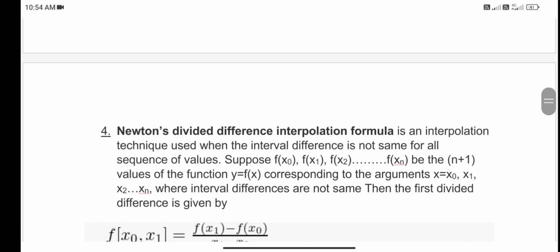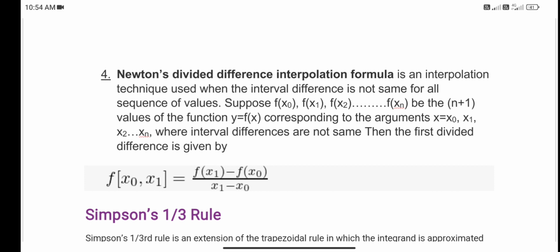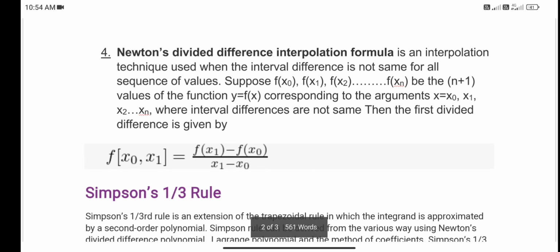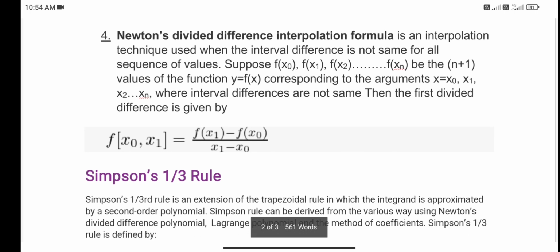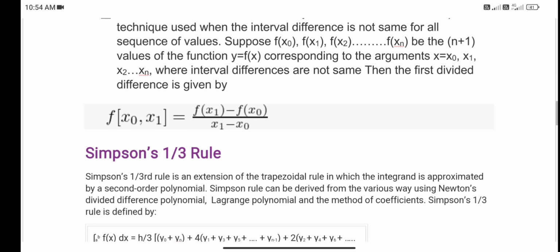Next, the fourth one, Newton's divided difference interpolation formula. It is an interpolation technique used when the interval difference is not the same for all the sequence of values. Suppose f(x0), f(x1), f(x2) till f(xn) are the n plus 1 values of the function y equals f(x) corresponding to the arguments x equals x0, x1, x2 till xn, where interval differences are not the same. Then the first divided difference is given by f(x0, x1) equals (f(x1) minus f(x0)) divided by (x1 minus x0). In this way you can also find the second divided difference, third divided difference and nth divided difference.